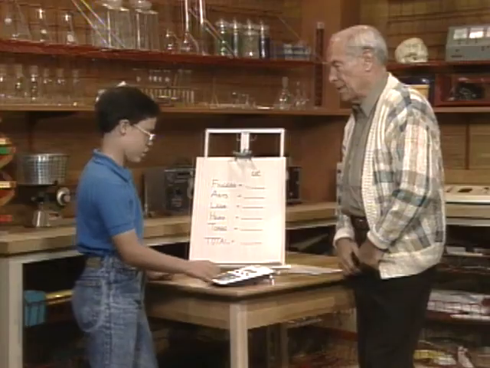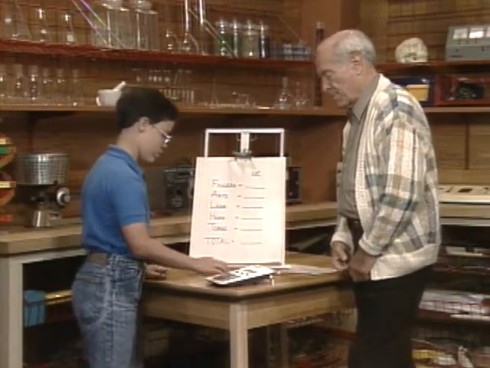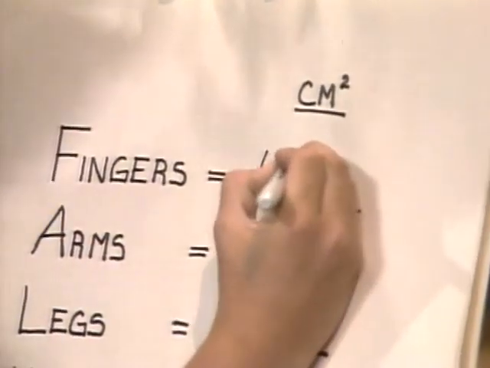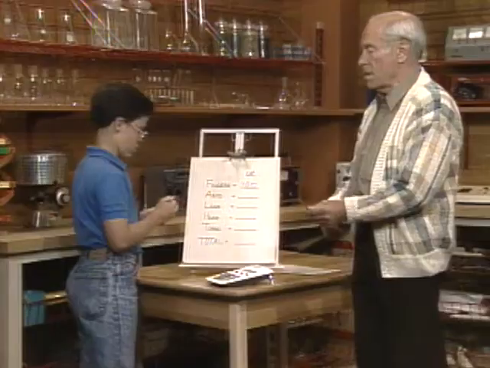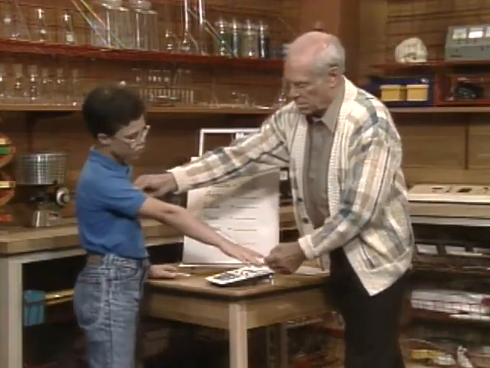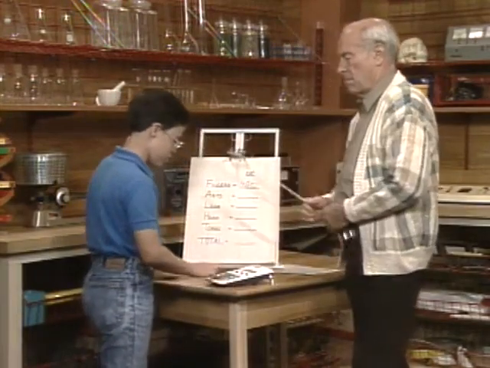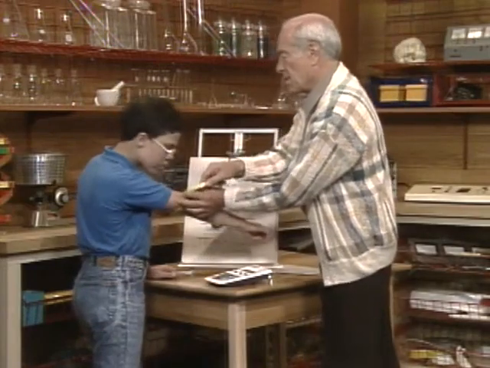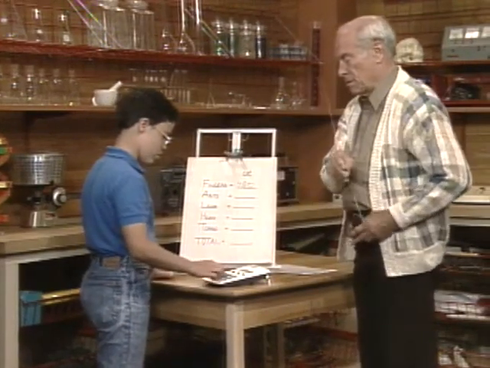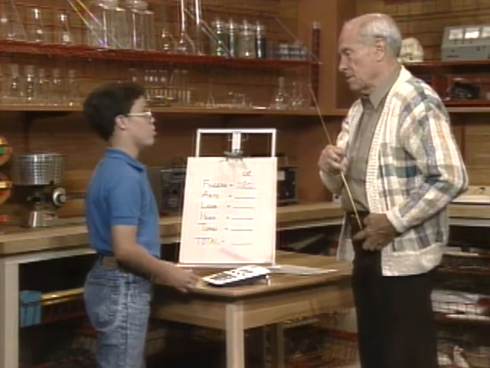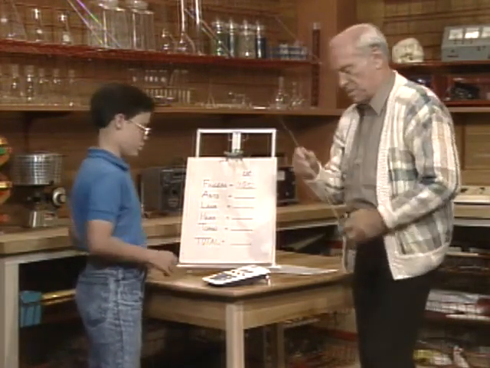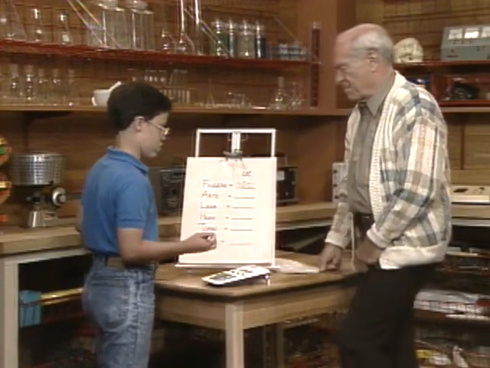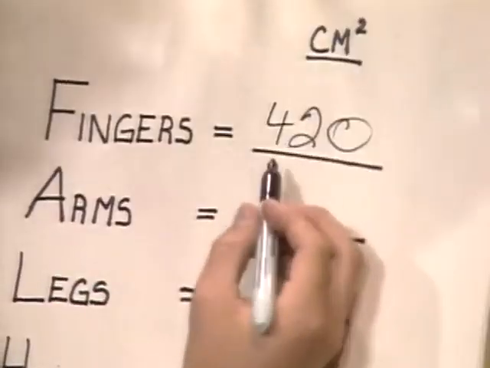Times 42 times 10, because I have 10 fingers. It's 420. Okay, write that in there. Next, arms. Length, 52 centimeters. Circumference, it's about 23 centimeters. Times 2, because I have 2 arms. I've got 2,392.